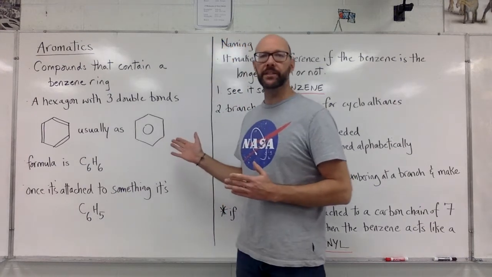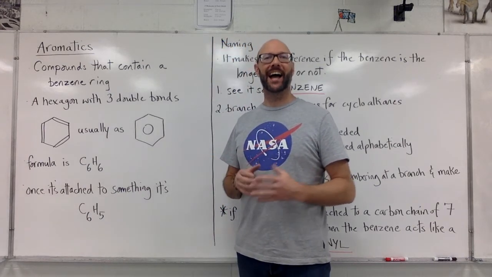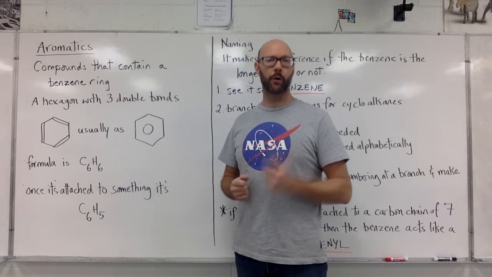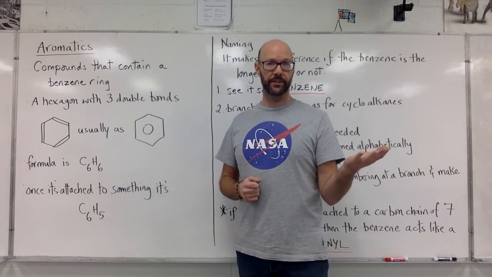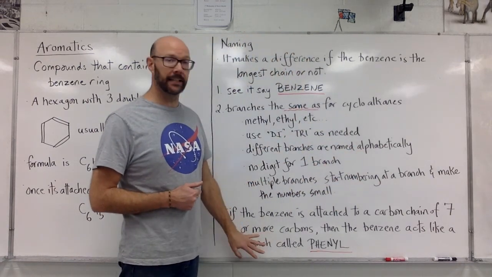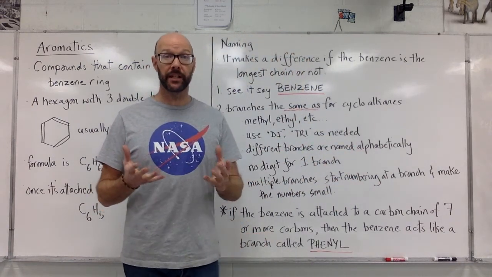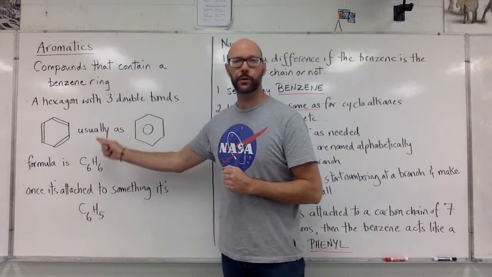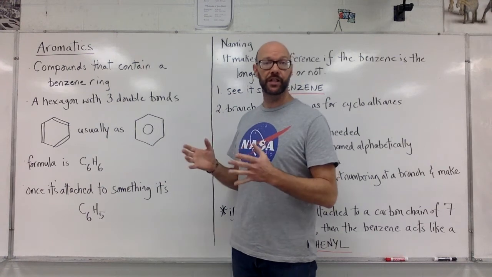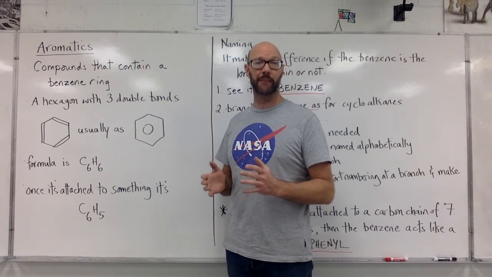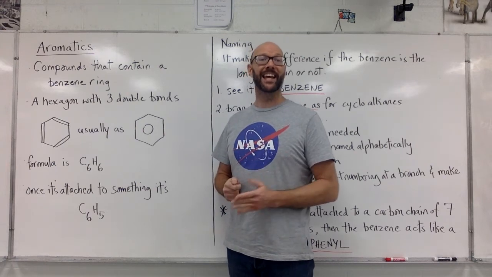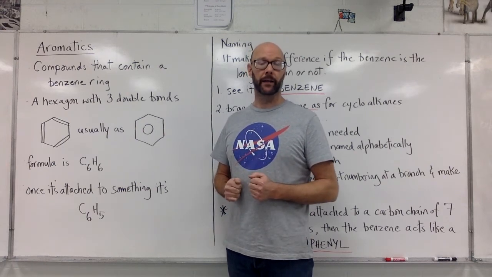Chemicals that have benzene in them are classified as aromatic. It's a really important distinction for us in our course. If we see benzene, whether it's acting like the longest chain or if it's acting like a branch, if we see benzene at all, a hexagon with 3 double bonds or a hexagon with a circle in it, we classify the chemical as aromatic. If we do not see benzene, it is not aromatic.